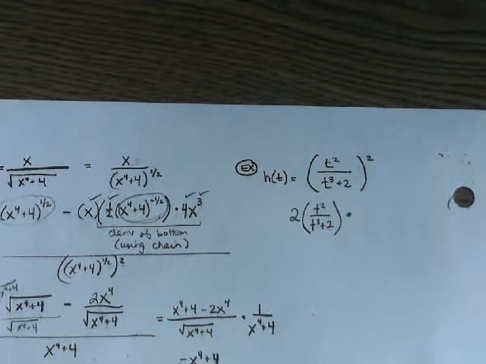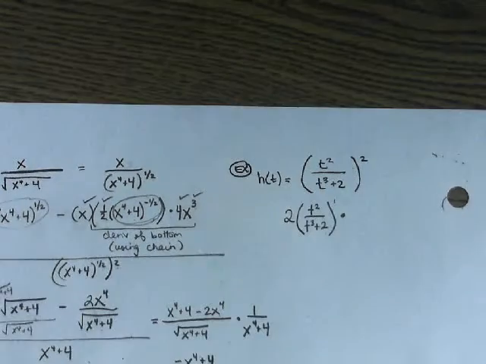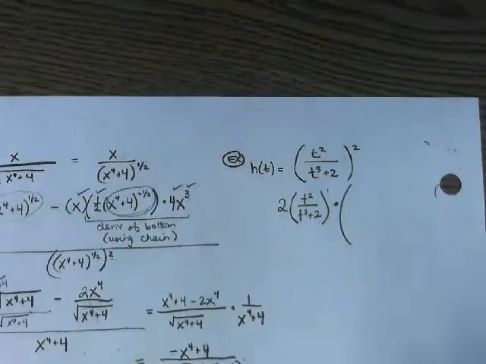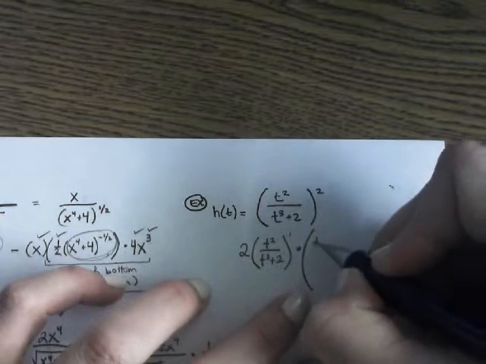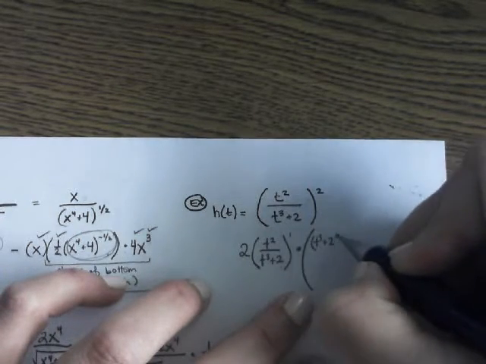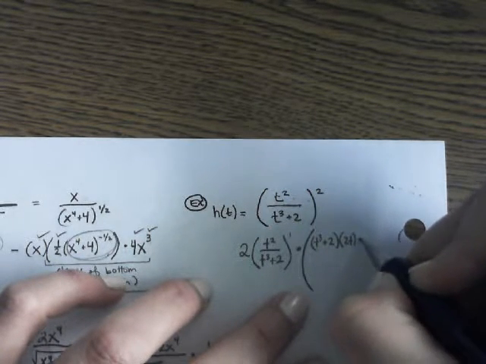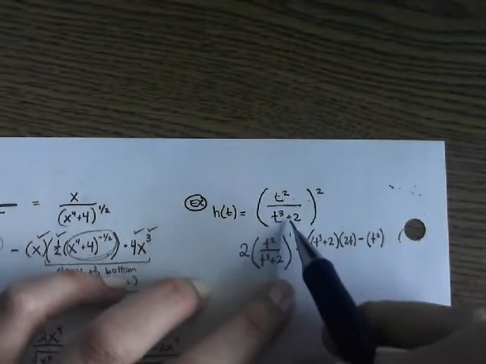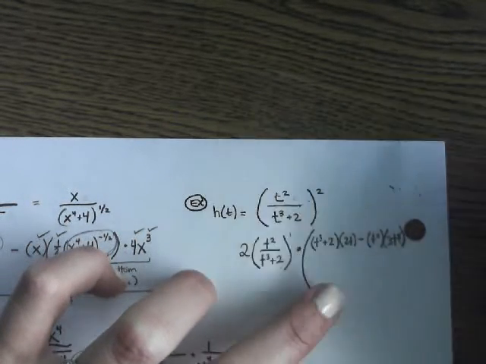So our power rule, again, brought that 2 out in front, leaves the base the same, drops the exponent technically down to a 1, times the derivative of what's inside. So this is going to be a big parenthesis set of the quotient rule. We have our bottom times the derivative of the top, 2t, minus our top, t squared, times the derivative of the bottom, 3t squared, all over the bottom squared.